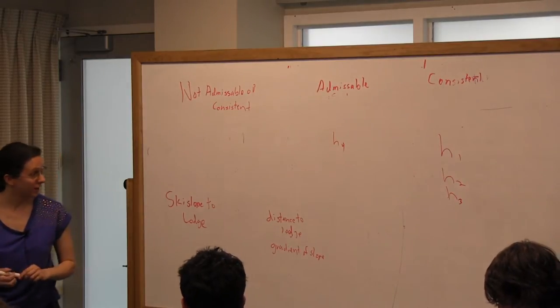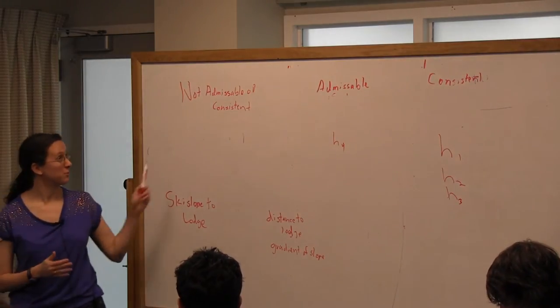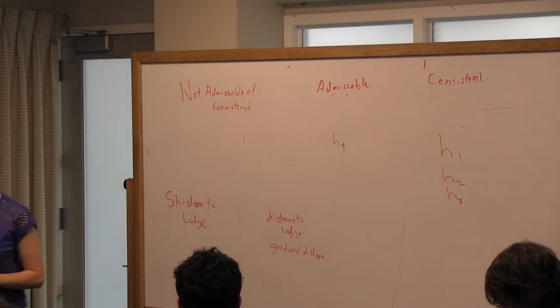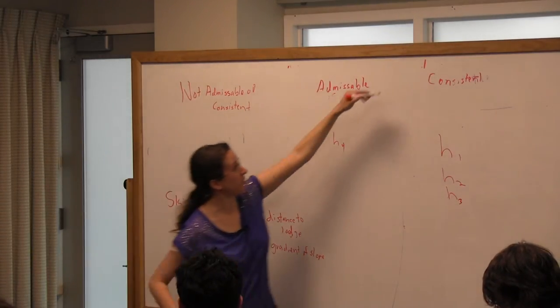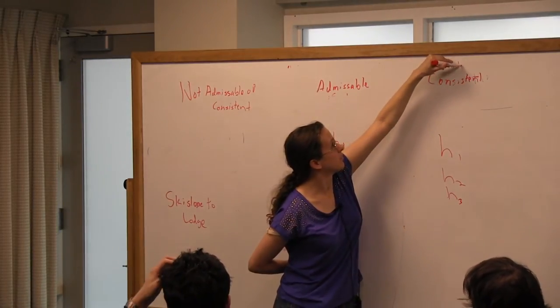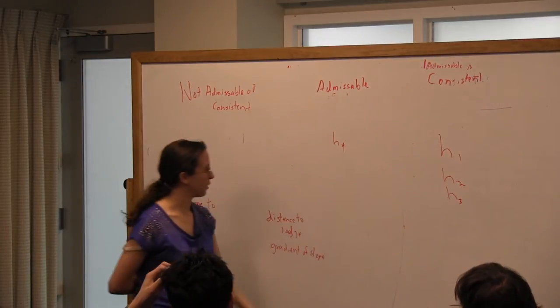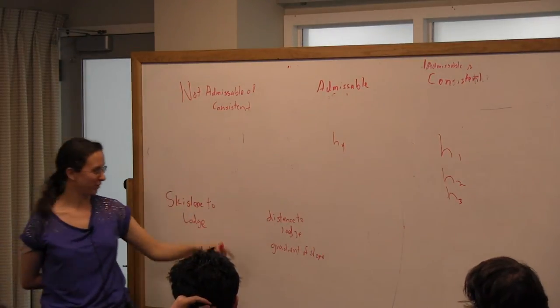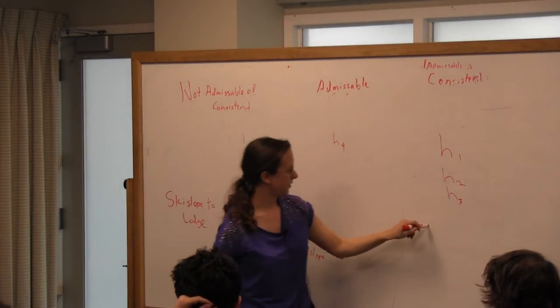So do you think that distance to the lodge, which column does that one go in? It goes in like both of them, I think. Admissible and consistent. I'll say admissible. And consistent. So I put the ones from the 8 problem there too. So distance to lodge is over here.